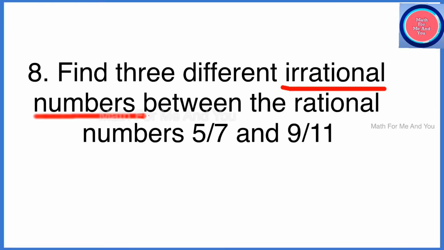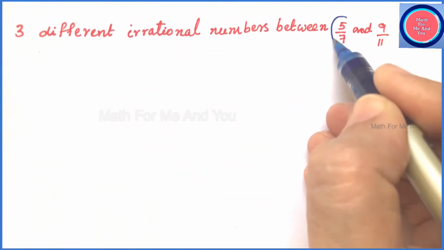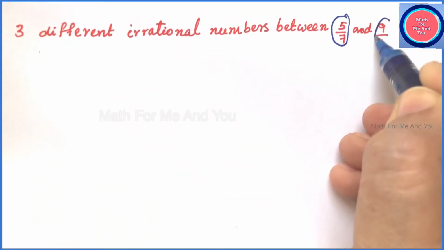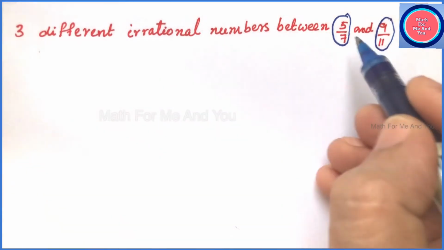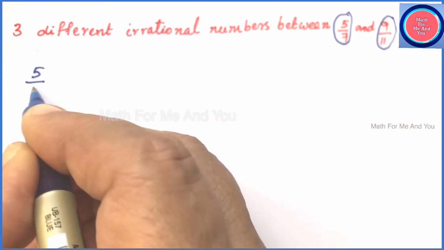Next question. Find three different irrational numbers between the rational numbers 5 by 7 and 9 by 11. So we need three different irrational numbers between 5 by 7 and 9 by 11. 5 by 7 and 9 by 11 are rational numbers. Their decimal forms are non-terminating, recurring.